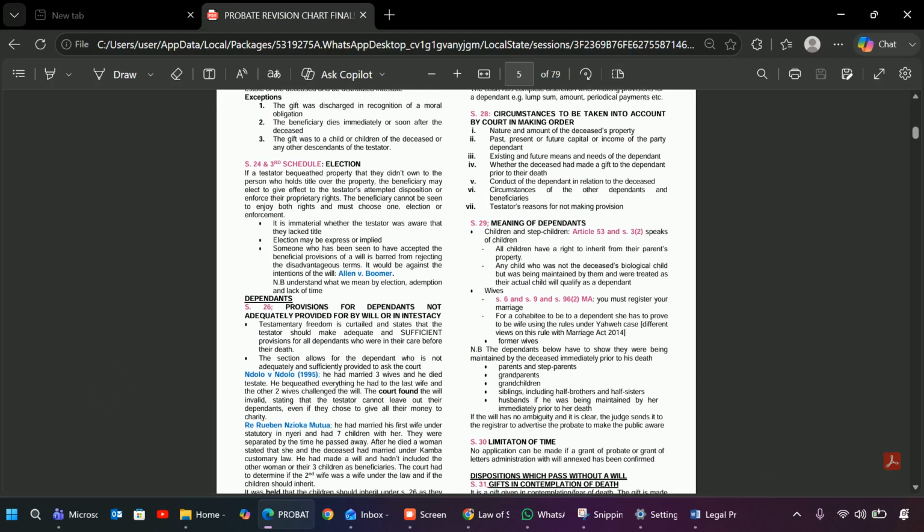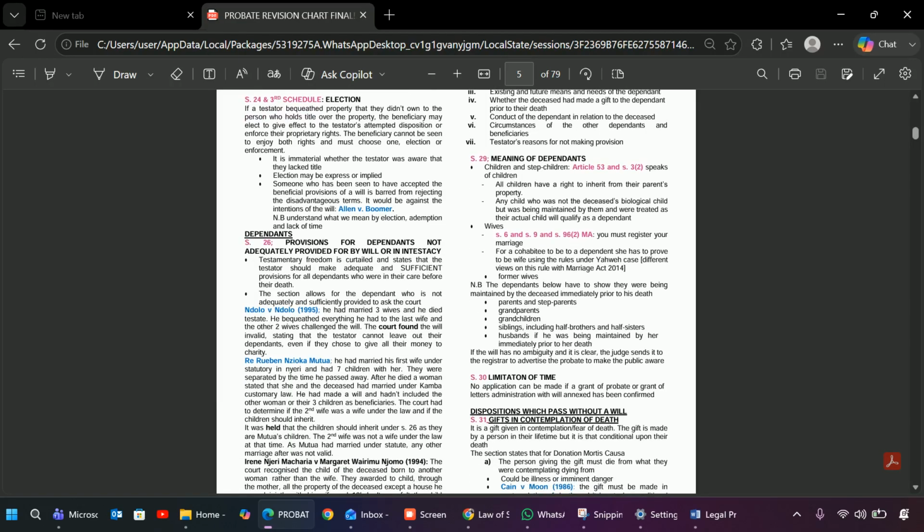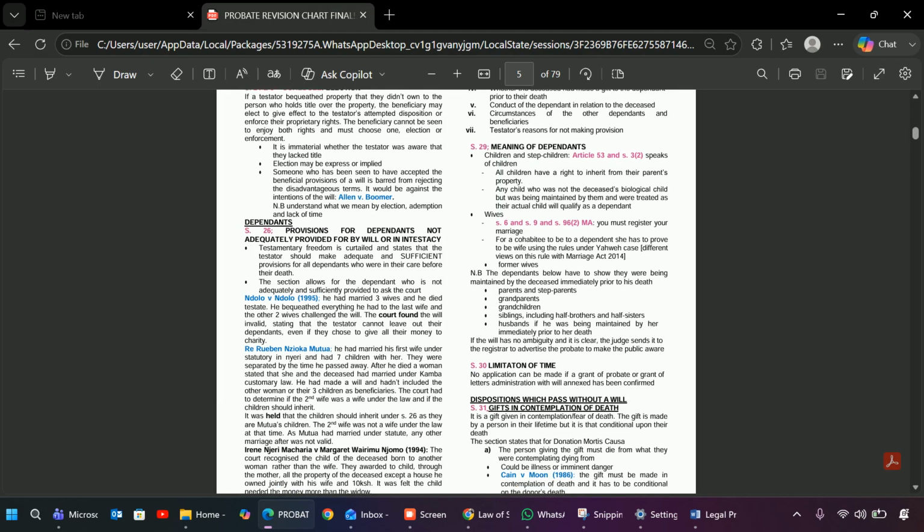Section 29 tells us our own meaning of dependence. And Article 53 of the Constitution, together with Section 32, speaks of children. All children have a right to inherit from their parents' property. Any child who was not the deceased's biological child but was being maintained by them and was treated as their actual child will qualify as a dependent. We have wives.